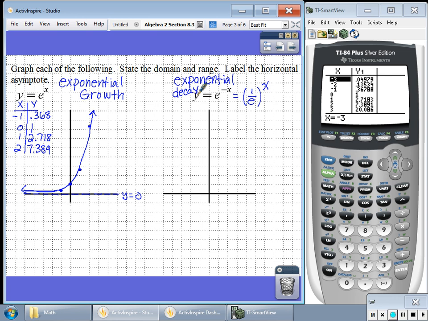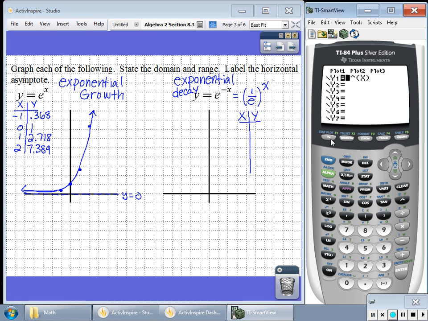And so we're going to make another table of values. Y equals 1 over e to the x. There is just an e to it right here. I pushed the second and the divide by, and that gave me an e raised to the x power, that is e to the negative first, or the negative x power.